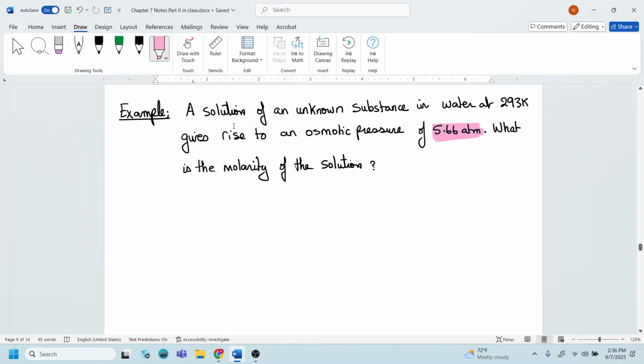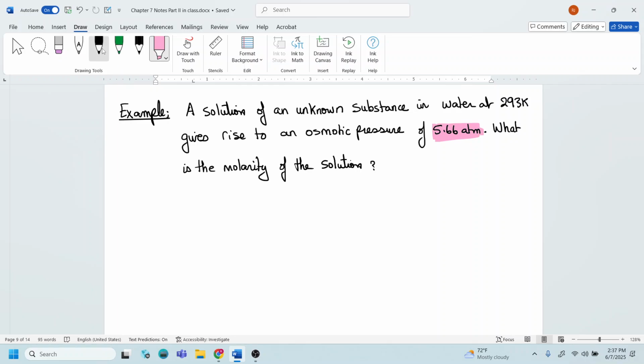Since they did not mention anything about the units in there, you either can keep the unit in atmosphere or change it to torrs, whatever you want. I'm just going to go ahead and change that to torrs. This is an unknown solution in water that gives rise to an osmotic pressure.